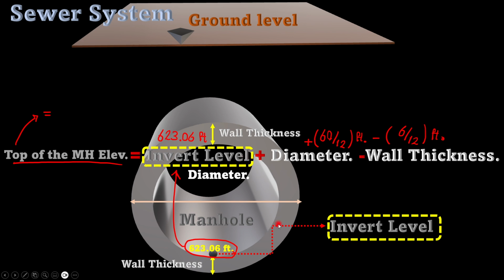Convert everything into feet, because the invert elevation is in feet. So it comes here: 623.06 feet. The diameter of the manhole is provided as 60 inches, divided by 12 to get feet, and the cover, which is provided in the problem statement, is 6 inches, so that's 0.5 feet. If you do the math, it gives you the top elevation of our manhole, which is 627.56 feet.